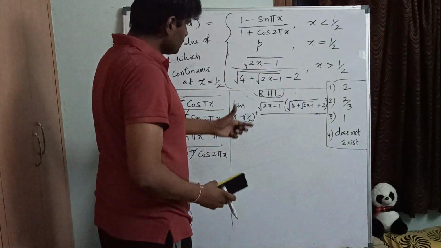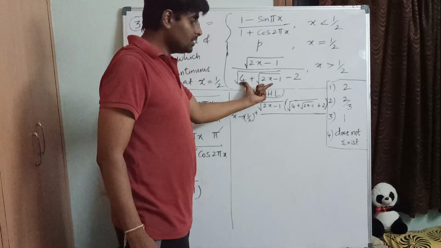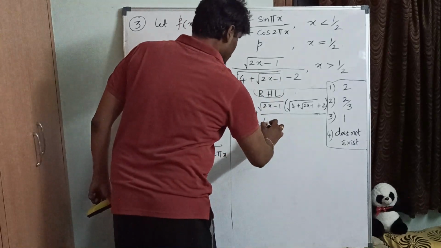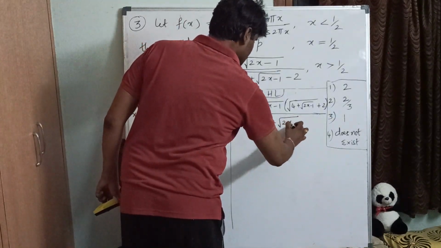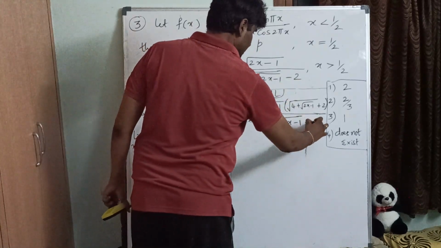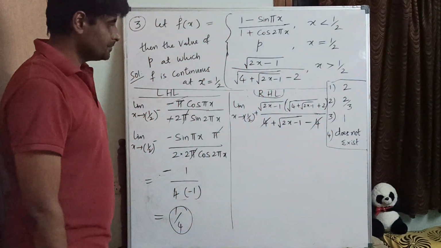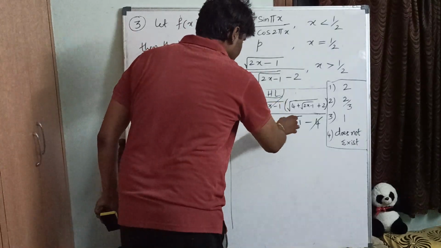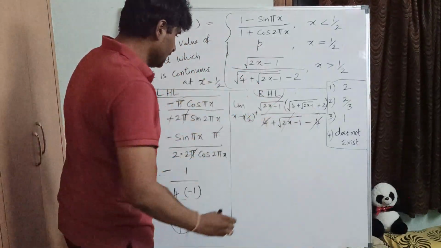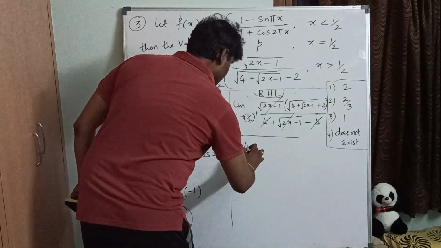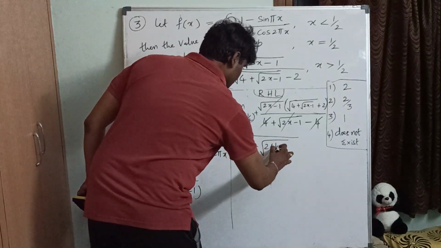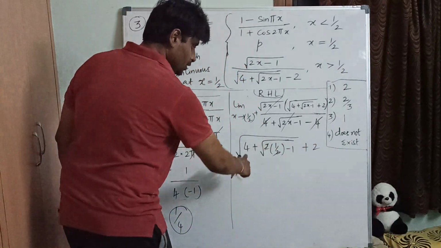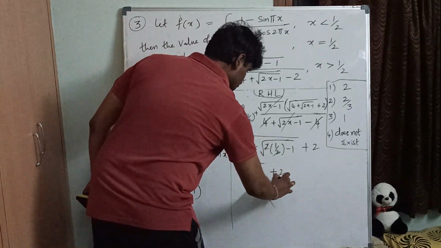Let us see RHL. Generally whenever you are given an expression in roots, we'll rationalize it. If you rationalize that, what will you get? The square of the first term, 4 plus root 2x minus 1, and minus 2 square, which is minus 4. The 4 gets cancelled there. Now the 2 root 2x minus 1 and root 2x minus 2 get cancelled there. Finally if you substitute 1/2 in that, what do you get? Root of 4 plus 2 into (1/2) minus 1, plus 2. The 2 gets cancelled, 1 minus 1 is 0, root 4 plus 2. So finally what do you get?